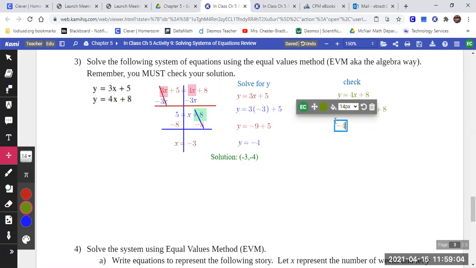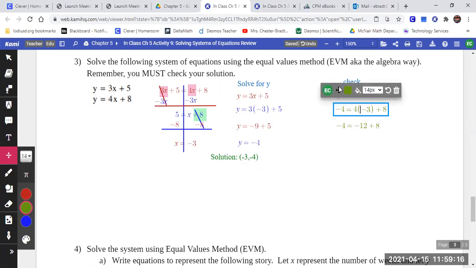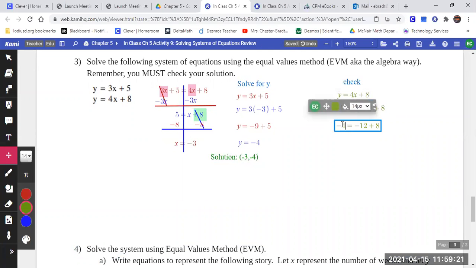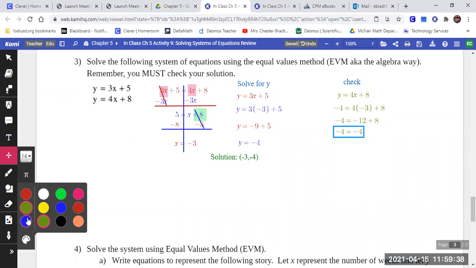Okay. So left side's not changing. Right side's the one that's changing. Right side, we're doing math. 4 times -3, -12. And then we're supposed to add 8 to it. And if we take a -12 and we add 8 to it, what do we get? -4, which is good news because now we can say it checked out, right? -4 equals -4. So we are in the happy mode because it checked out.